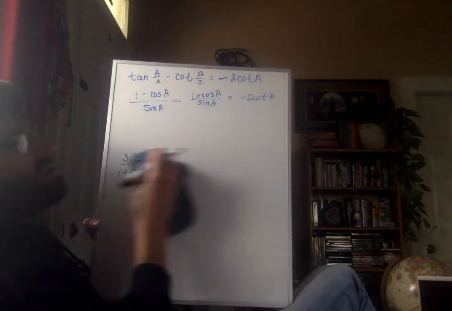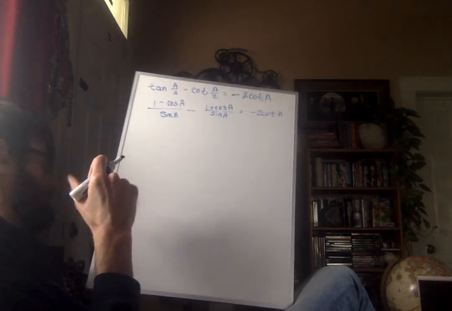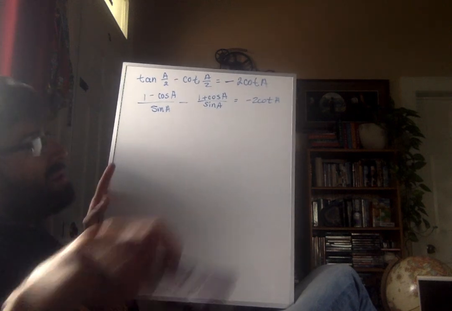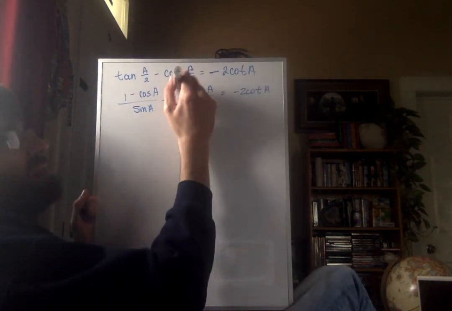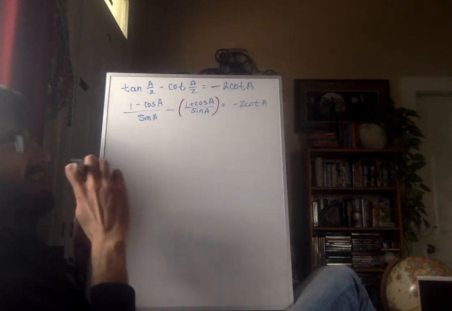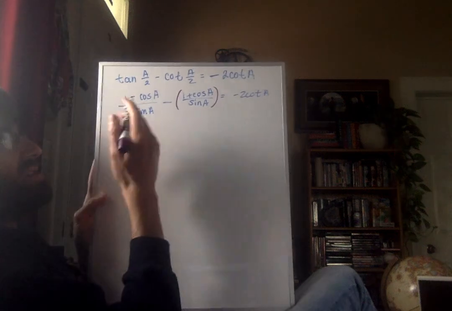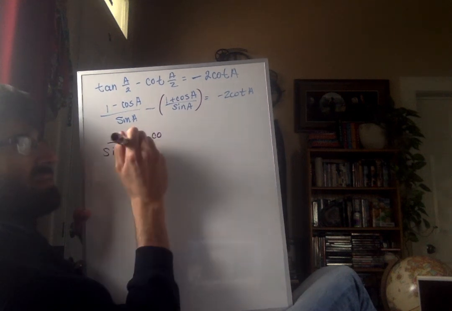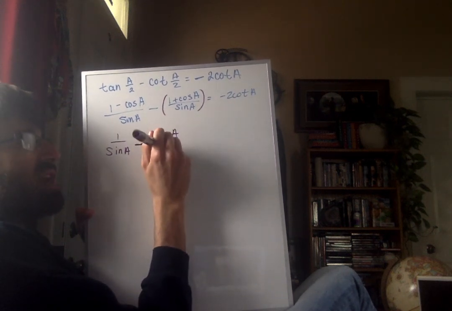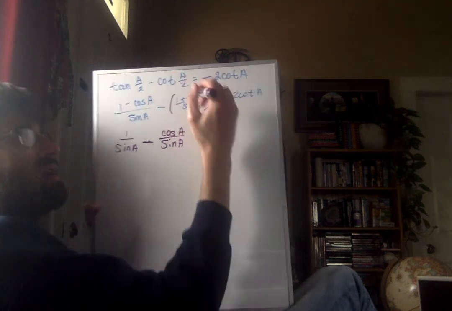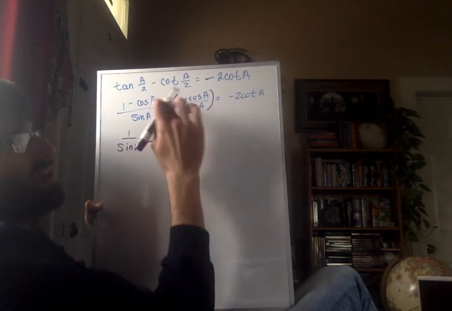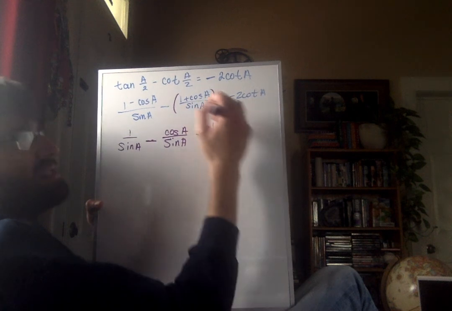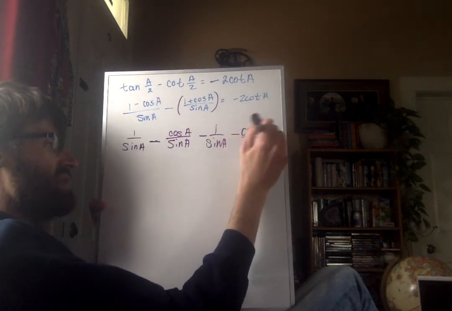Next thing I'm going to do is erase this so I have more room. Now, the big key to this one is that I'm subtracting this whole thing. I'm going to split those fractions up. I have 1 over sine of A minus cosine over sine of A minus, so I'm going to do 2 steps. I'm going to break this up here and then distribute it. So I have 1 minus the sine of A, and then minus cosine A over sine A.